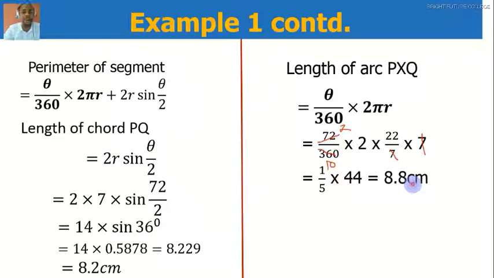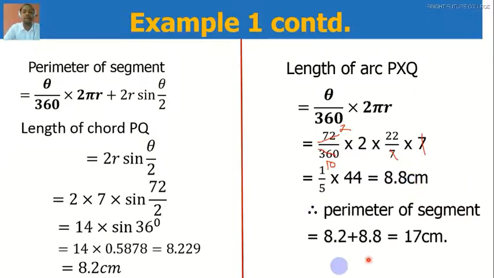At this point, we can now find the perimeter by adding the two answers, the length of the chord and the length of the arc, and our perimeter is 17 cm.